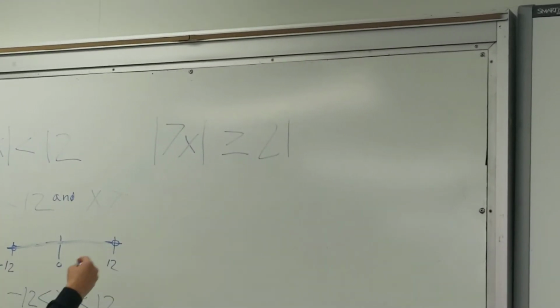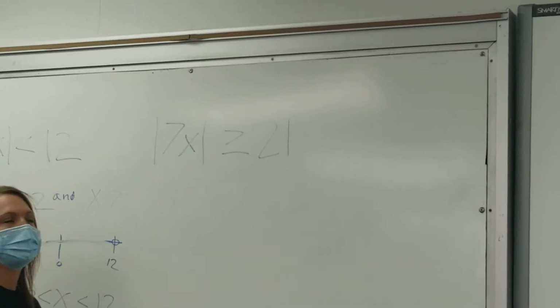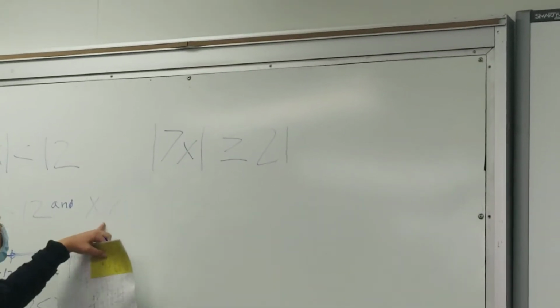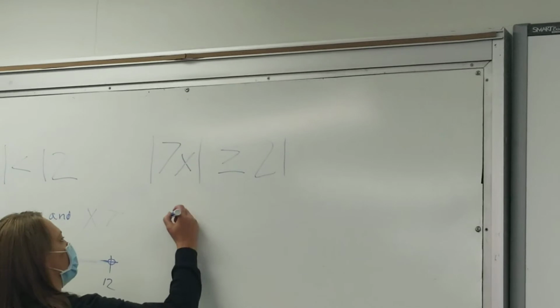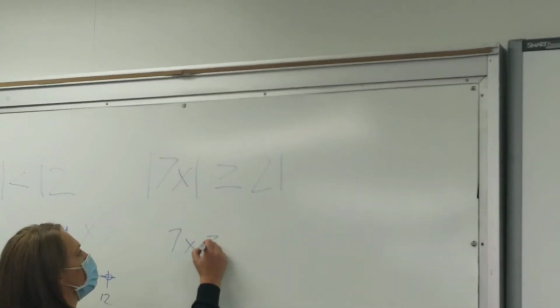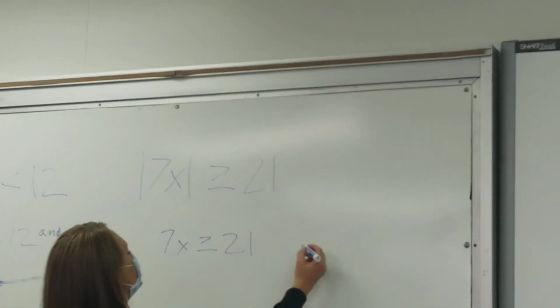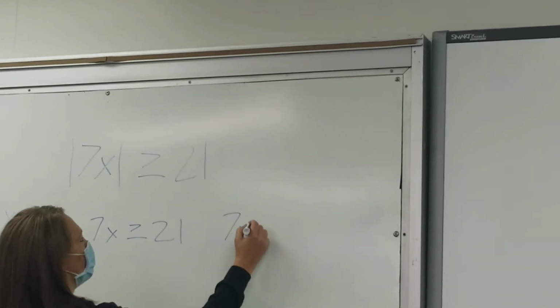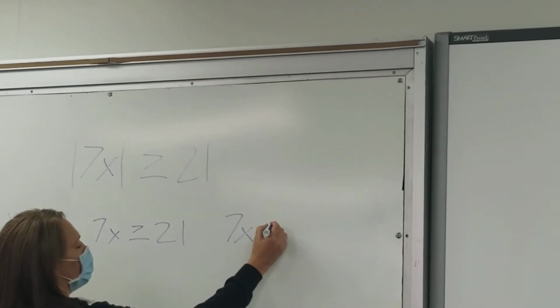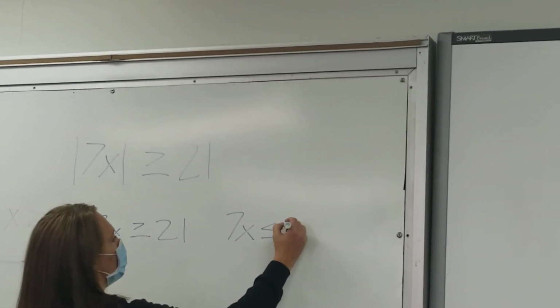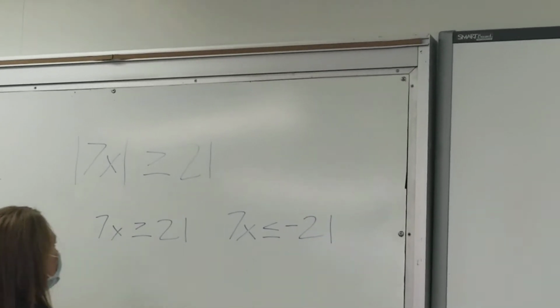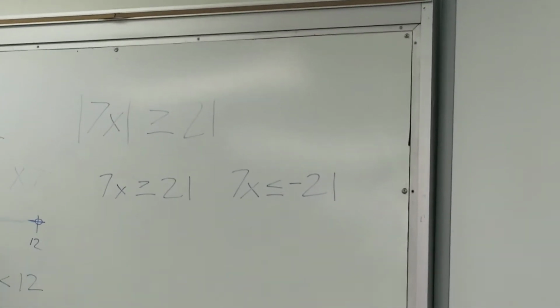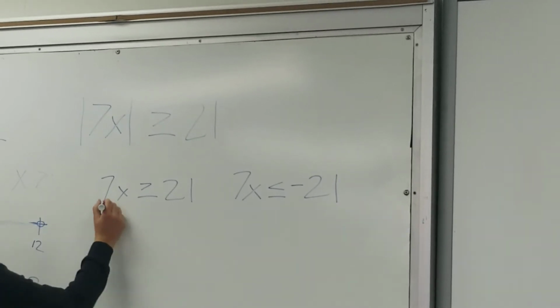So what are we going to do first? Write the two equations. Yep, we're going to write the two inequalities first. So 7x is greater than or equal to 21. What's the other one going to say? The opposite. 7x is less than or equal to negative 21. Good. Okay, and what are we going to do next? Divide. Good.